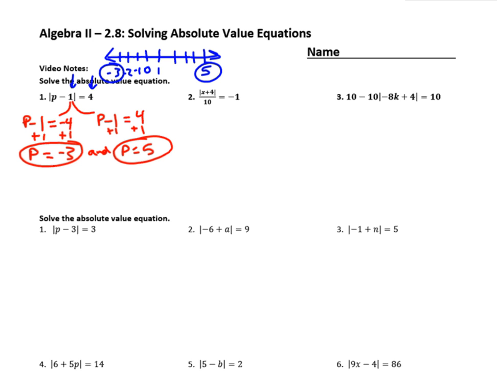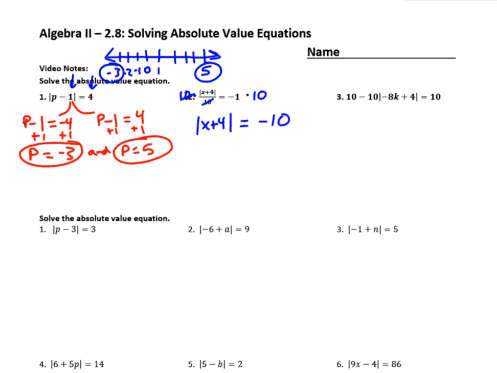Now on number 2, this is a little bit different. First of all, the absolute value is not by itself. It's got a divided by 10 underneath it. So the first thing I want to do is get rid of that 10. So I multiply to get rid of the dividing by 10. And so I get the absolute value of x plus 4 on the left, and negative 1 times 10 is negative 10.